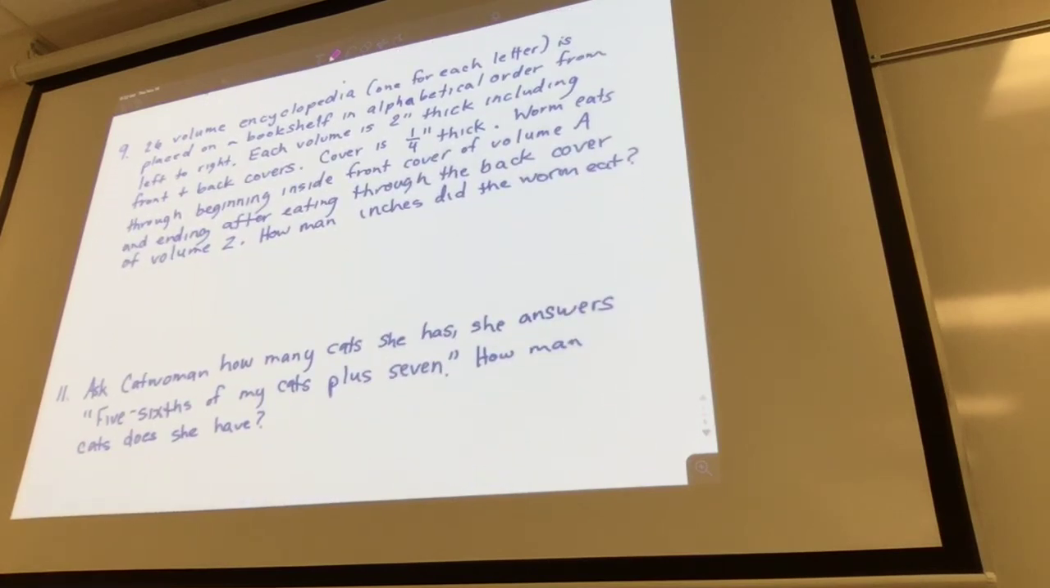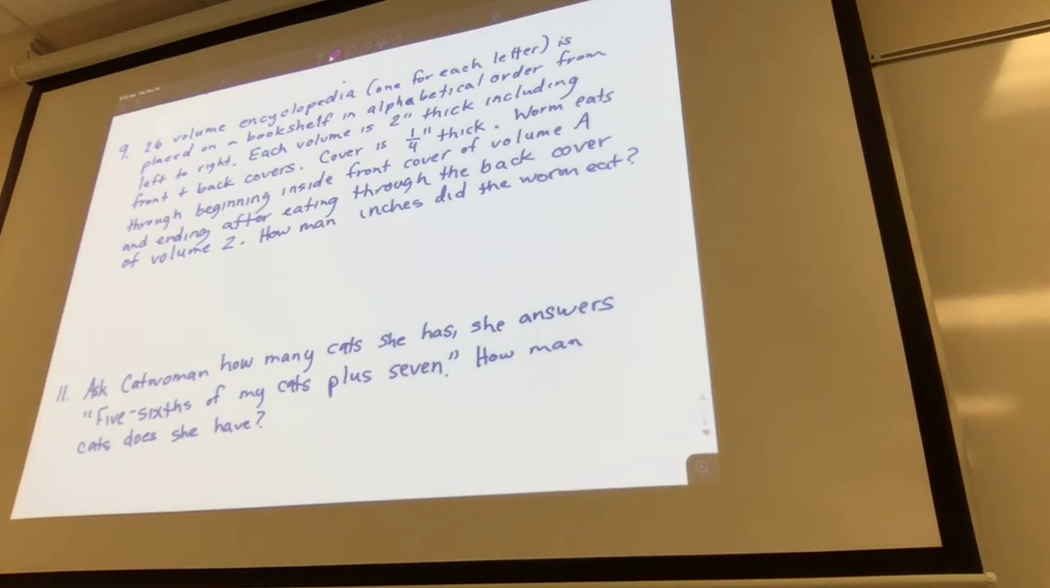Okay. This one's always fun too. A 26 volume encyclopedia, one for each letter, A through Z. Okay. It's on a bookshelf, alphabetical order, left to right. So you start with A on the left and you're going to go to Z to the right. Each volume is 2 inches thick, including the cover. So the whole book, 2 inches thick. The cover is 1/4 of an inch.